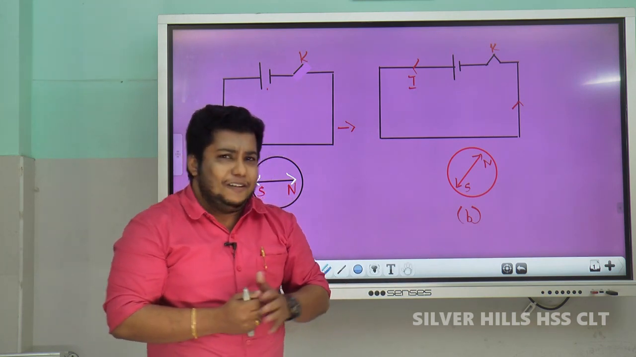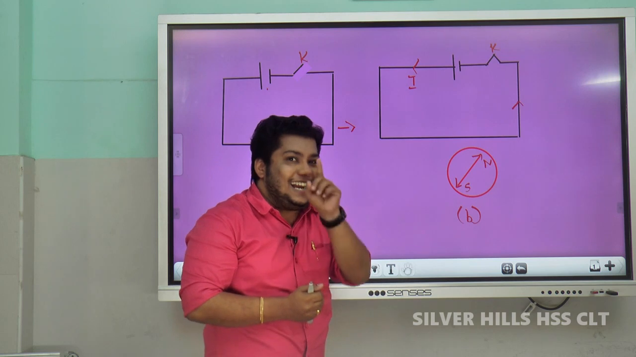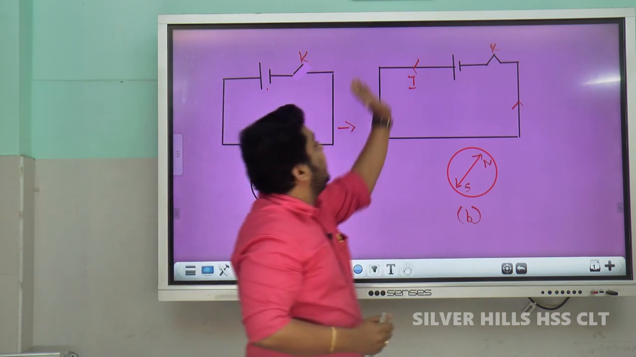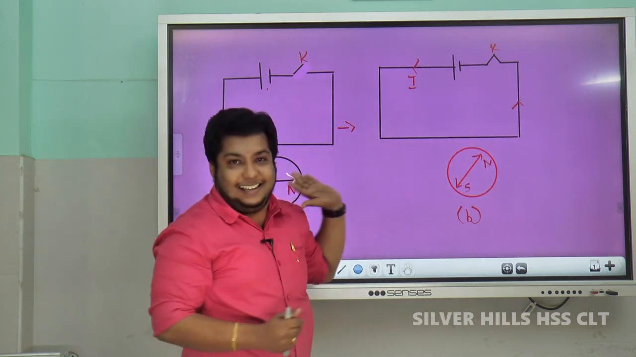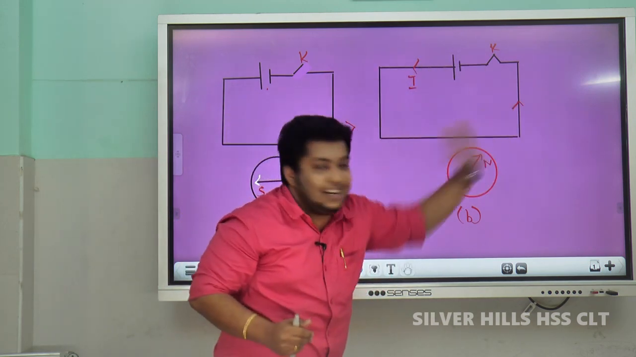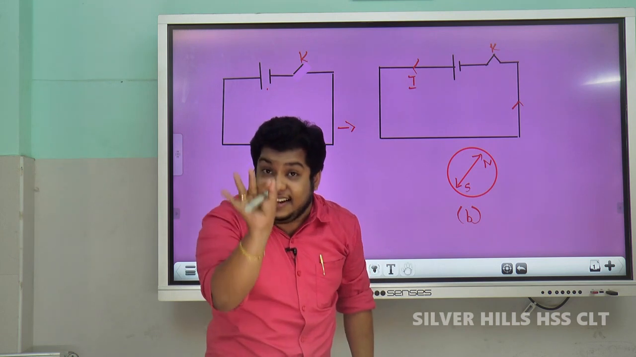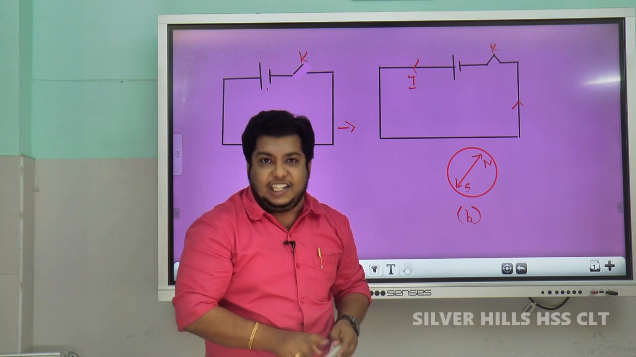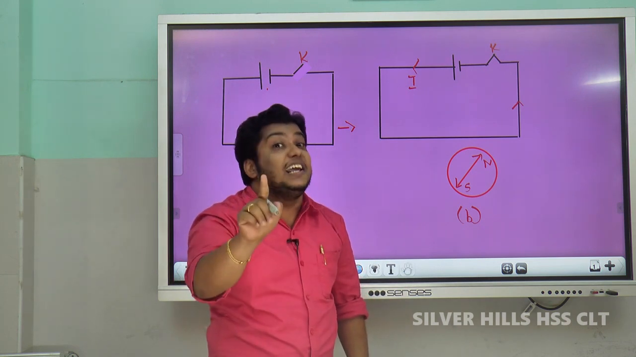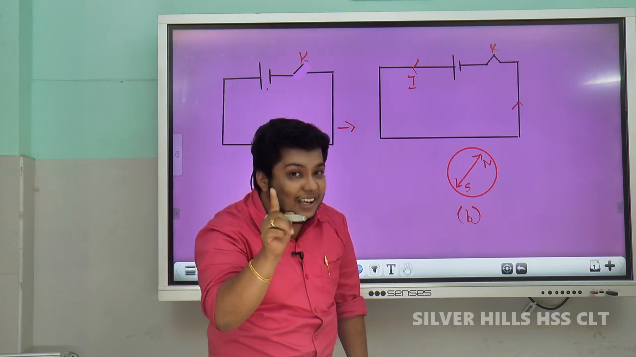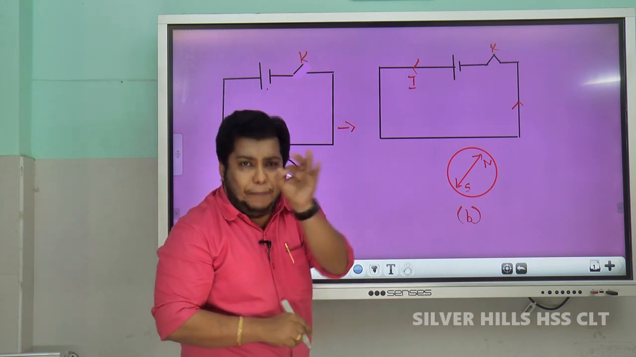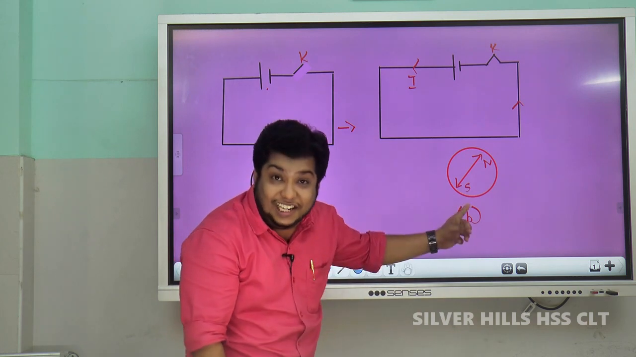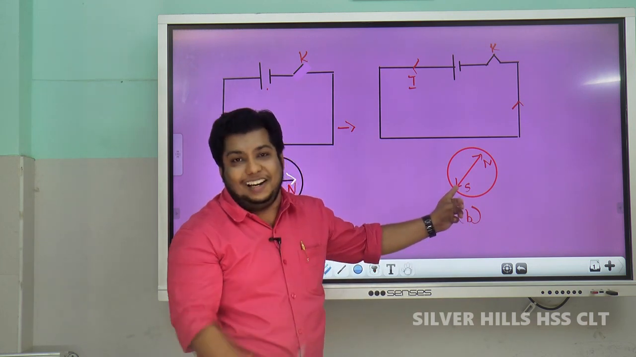Yes, a current carrying conductor produces magnetic fields. This is a current carrying conductor. Current is flowing through that conductor. A current carrying conductor will produce magnetic fields. That magnetic field is responsible for the deflection. The magnetic field produced is responsible for the deflection in our compass needle.